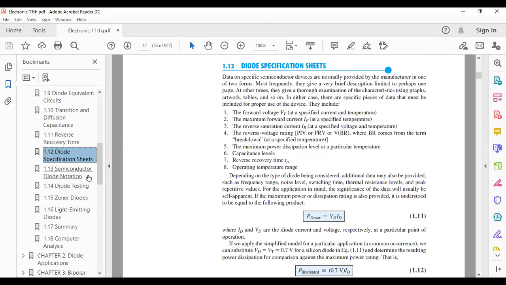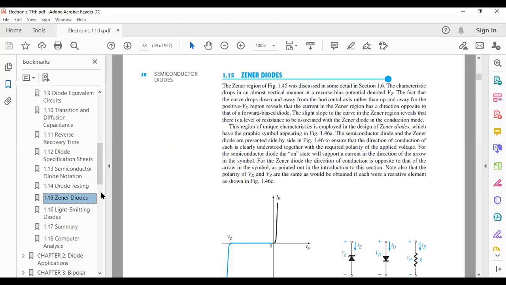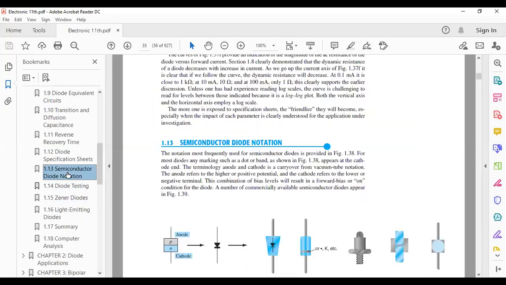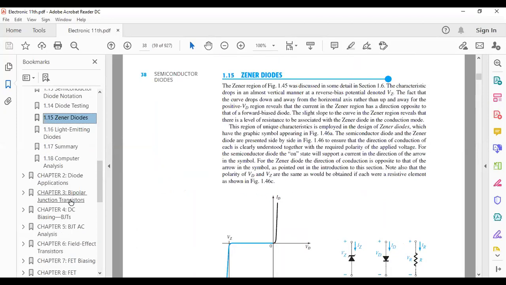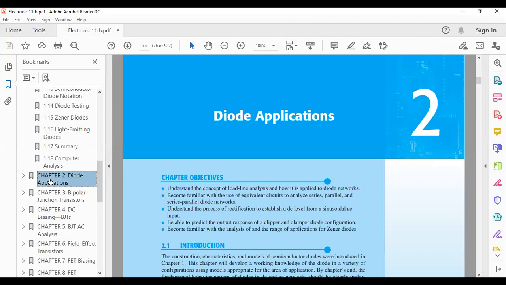So these are some simple things up to 1.12, and today I was going to start this Zener diode topic. You can avoid diode testing, LEDs, and diode notation. The main part is up to 1.12, and then I was going to start the Zener diode today.